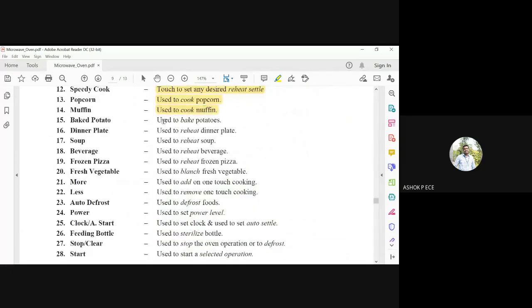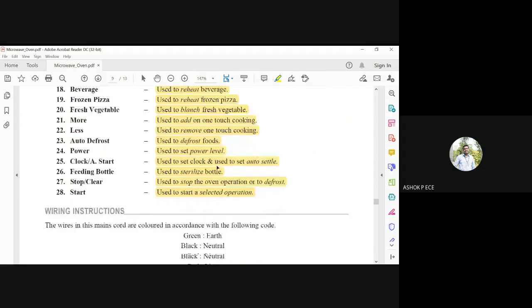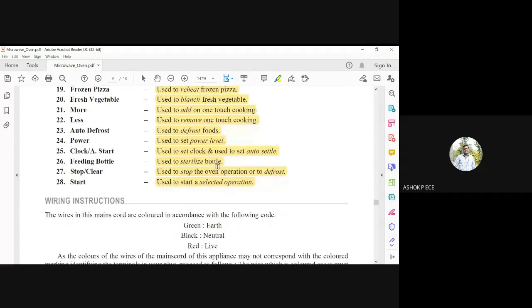Popcorn, muffins, baking potatoes, reheating dinner plates, reheating soup, reheating beverage, reheating frozen pizza, used to blanch fresh vegetable, used to add on one-touch cooking, used to remove one-touch cooking, used to defrost foods, used to set the power level, used to set lock and auto-settle, sterilize bottle, used to stop the oven operation or to defrost, used to start a selected operation. So many functions are there. You can choose whatever is needed, according to the type of food you are going to cook.